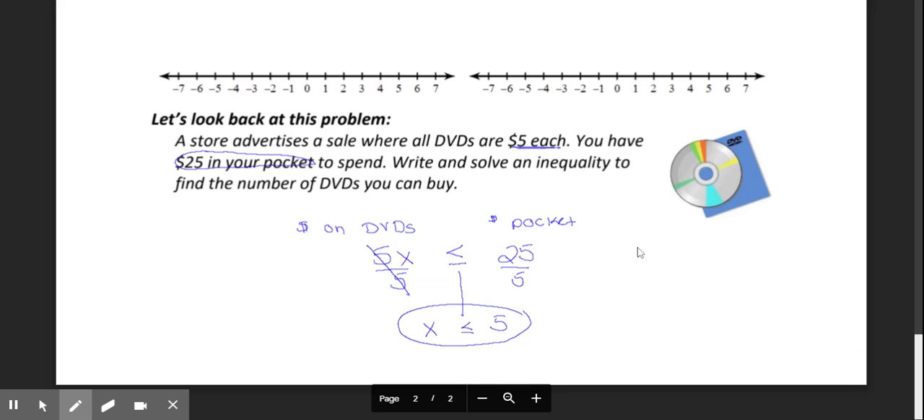To answer the question in a sentence, since I had to write and solve an inequality to find the number of DVDs that I could buy, I would say you could buy. And this was an inequality, so I'm not going to say exactly 5 DVDs. I would look to see what my inequality said. And it said x has to be less than or equal to 5. So I could buy 1, 2, 3, 4, or 5 DVDs because of that little underline. So to convert that into a proper English sentence, I'm going to say you could buy up to 5 DVDs.